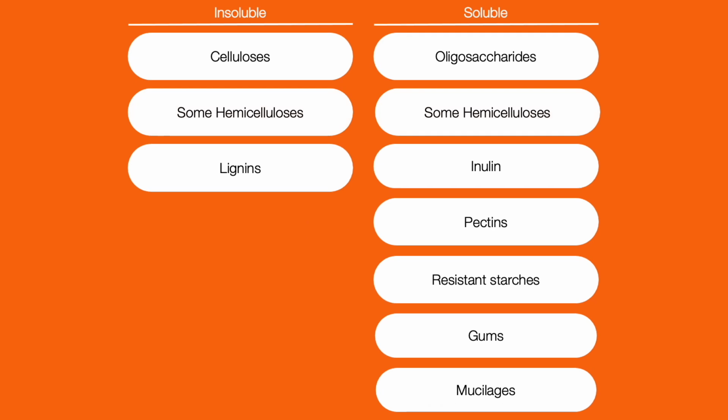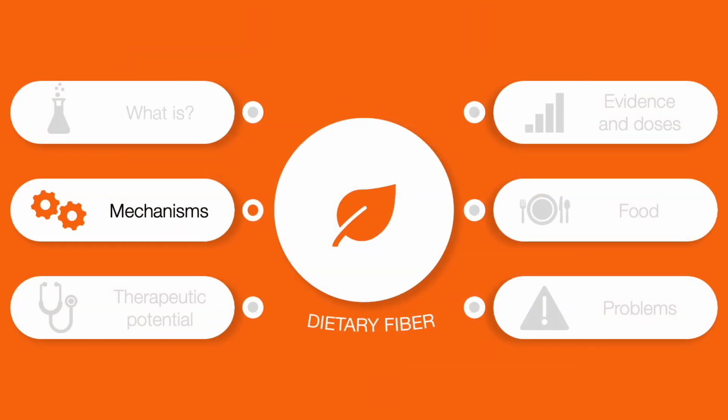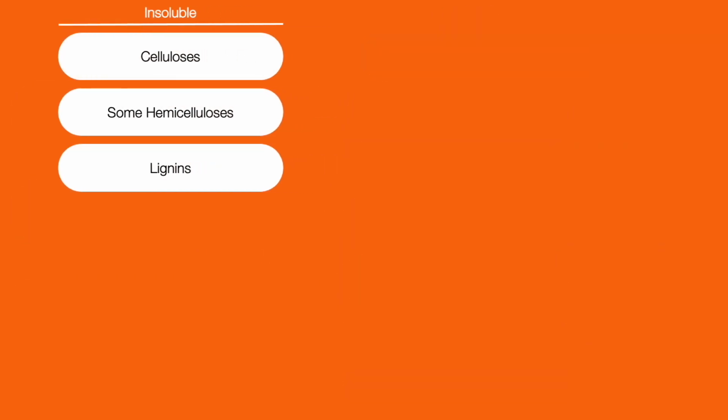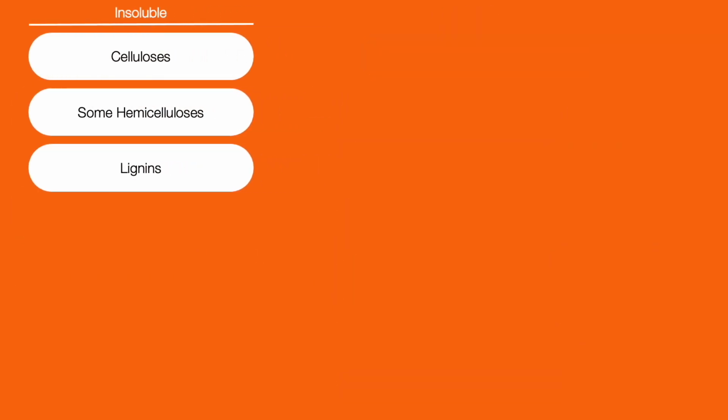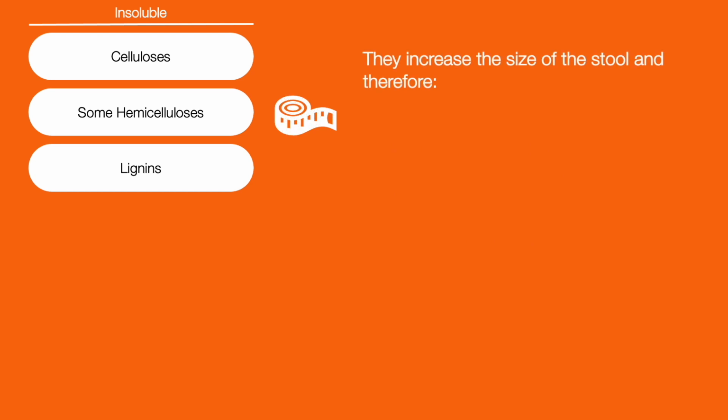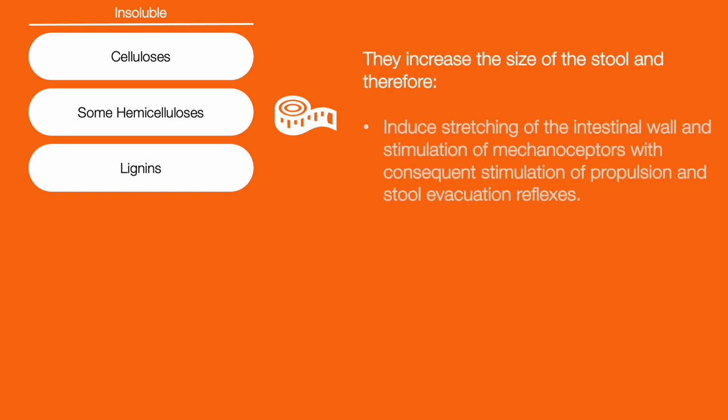The insoluble components of fiber are celluloses, some hemicelluloses, and lignans, while the soluble components are oligosaccharides, some hemicelluloses, inulin, pectins, resistant starches, gums, and mucilages. Let's see now how dietary fiber acts in our body. The insoluble components of fiber act by increasing the size of the stool. When the stool increases in size, there is a stretching of the intestinal wall and a stimulation of the mechanoreceptors, with the consequent stimulation of the reflexes of propulsion and evacuation of the stool. This is important to avoid constipation.